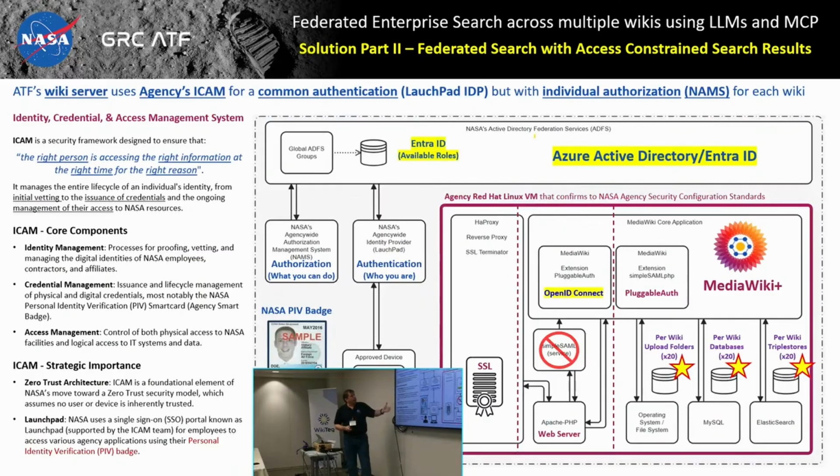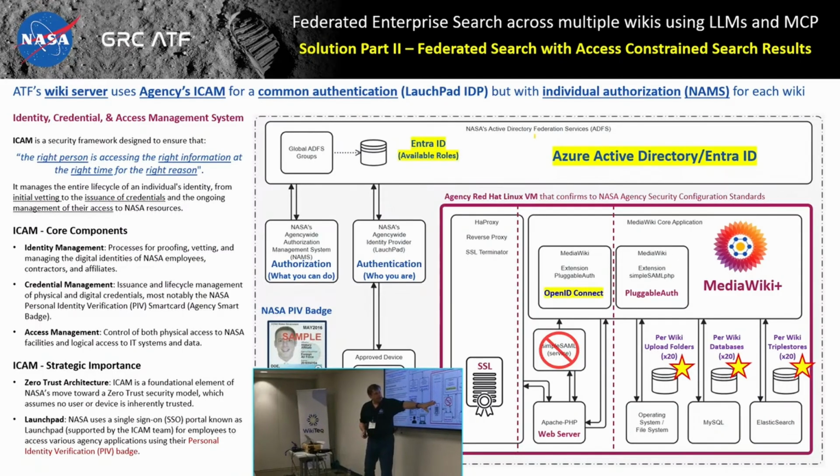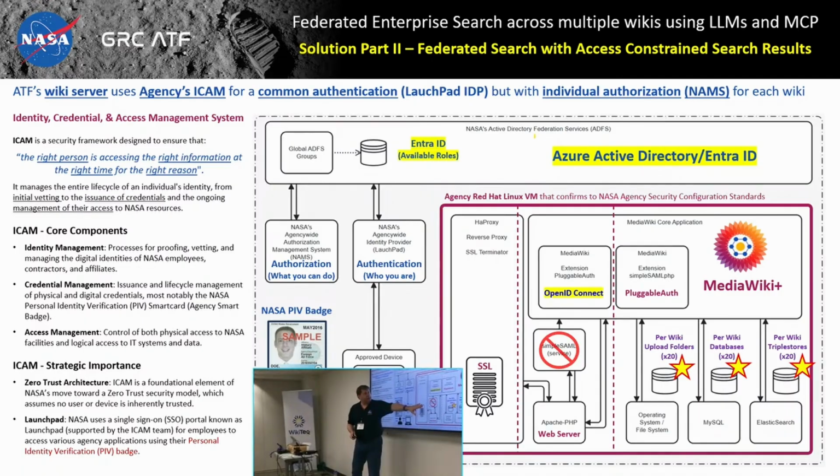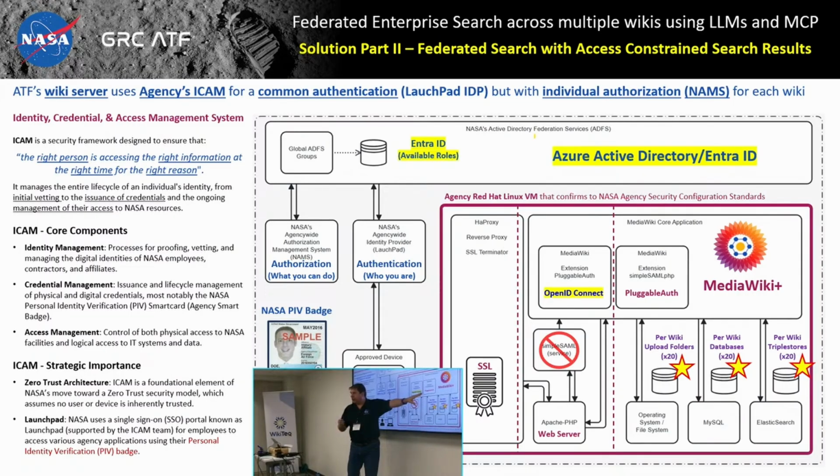So now if we come back to our model, we can eliminate the simple SAML service from our tech stack. We can keep pluggable auth, because that's the core authentication and authorization extension for MediaWiki, but swap out the simple SAML connector and replace it with OpenID Connect.